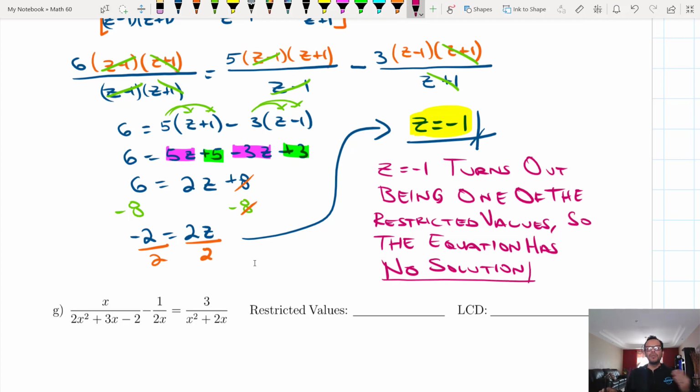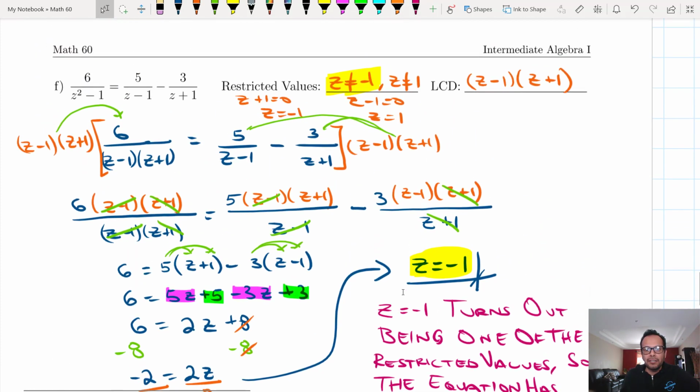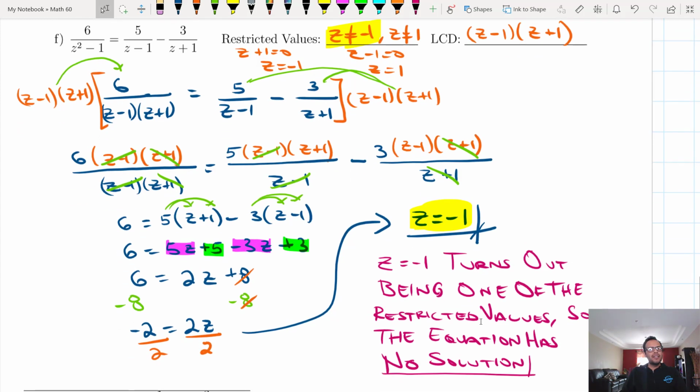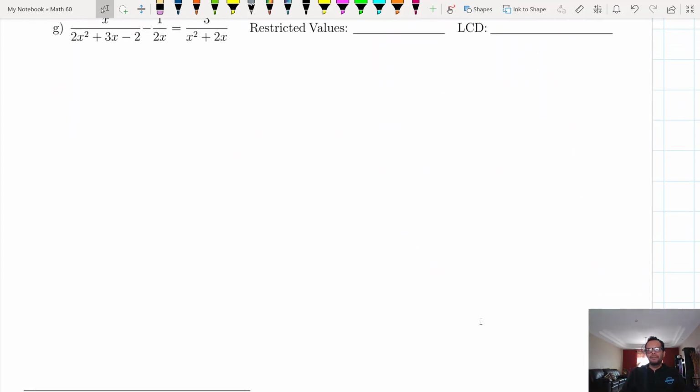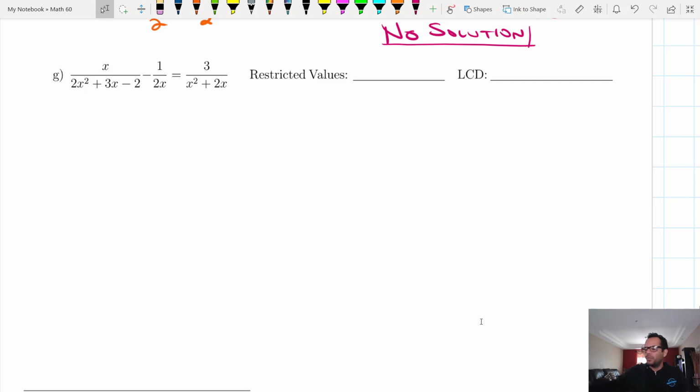Finally, something in which one of the potential solutions turns out being the restricted value. Again, let's compare, right? So look at the quantities highlighted in yellow, which is our final solution, and the restricted value of z equals negative 1, right? So in that case, no solution. Okay, let's look at one more.